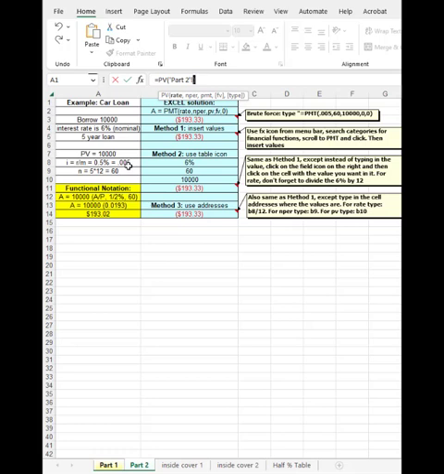Now we need the periodic interest rate. The periodic interest rate is the rate per month. Well, we have a nominal interest rate of 6%. So to find our periodic rate, we have to divide the nominal by the number of periods in a year. Well, there's 12 months in a year. So our periodic interest rate is 0.005, and N is 60 because we have 60 months in our five-year loan.